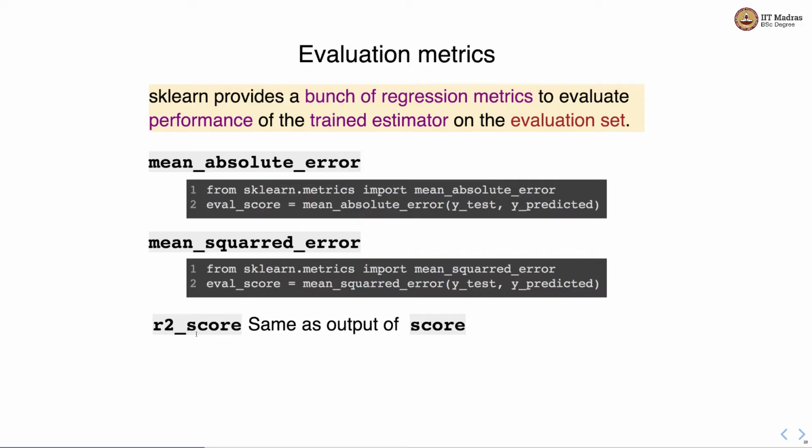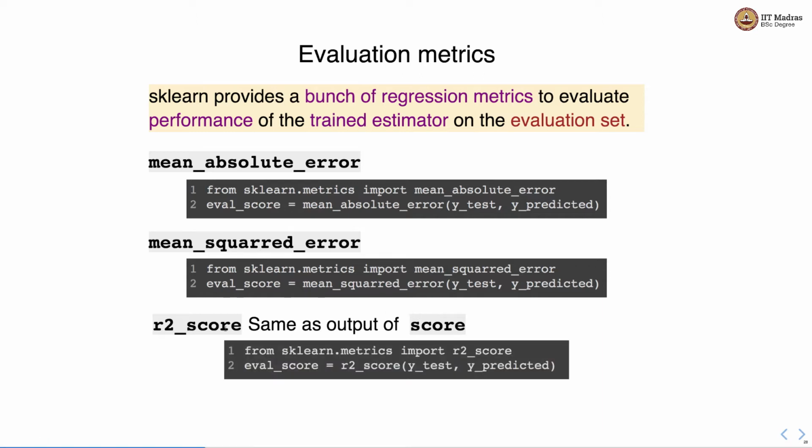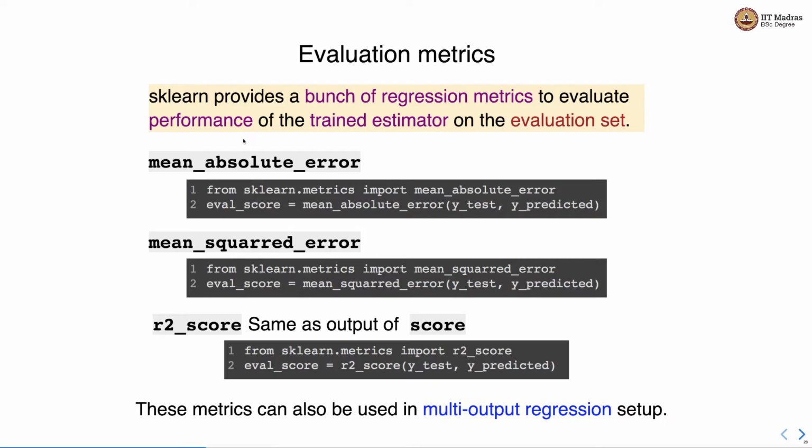Then there is R2 score, which gives the same output as the score method. And this R2 is exactly what we saw in the previous slide, which is the coefficient of determination. So we import r2_score from the sklearn.metrics module, and we supply the actual values and the predicted values to obtain the R2 score. All these metrics can also be used in a multi-output regression setup.